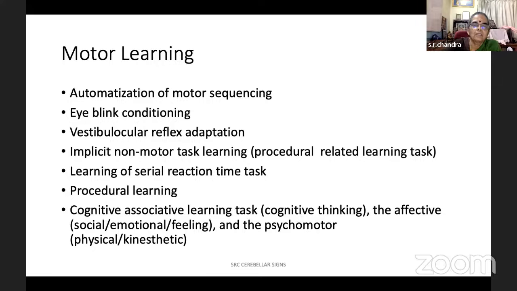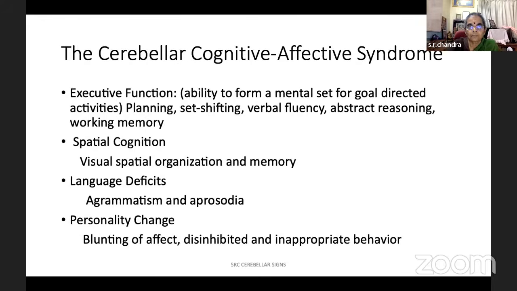And learning serial reaction time task. So time planning becomes defective. Then procedural learning and cognitive association learning task. That is cognitive thinking, how much time, mental slowing. So when it is defective, mind processing time becomes more, otherwise called mental slowing. Affective, we saw even various kinds of emotions become affected by the various cortical connections, and you have got abnormality of cerebellum in conditions like autism, ADHD, as well as schizophrenia.